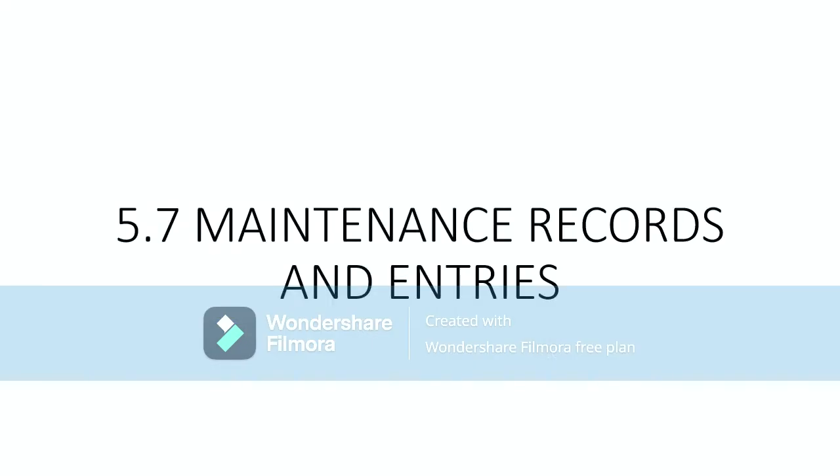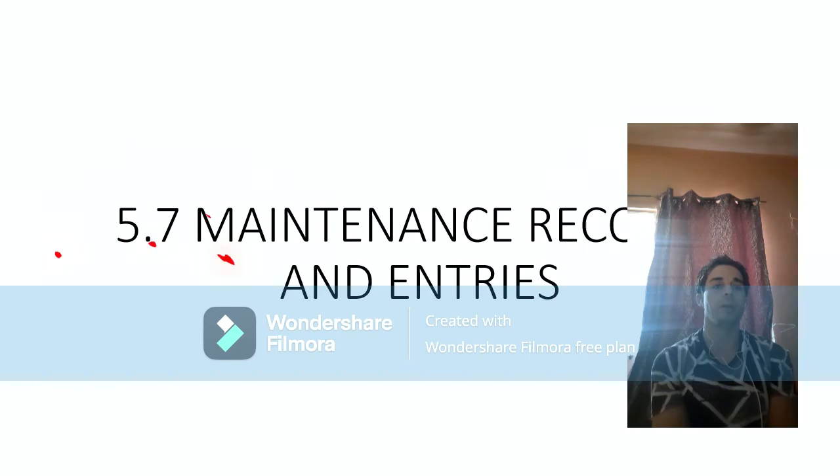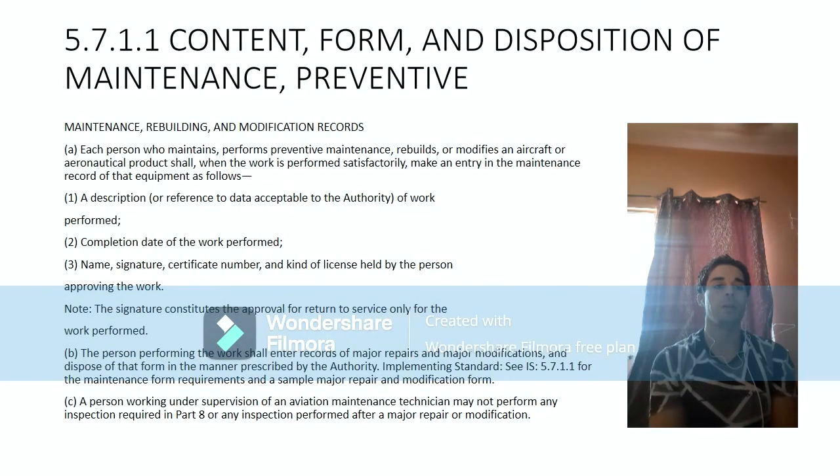PCAR Part 5.7, Maintenance Records: Content, Form and Disposition of the Maintenance, Preventive Maintenance, Rebuilding and Modification Records. Each person who performs maintenance, preventive maintenance, rebuilding of an aircraft or aeronautical product shall make an entry. Number 1, description or reference to data acceptable to the authority of the work performed. Number 2, completion date of the work performed.